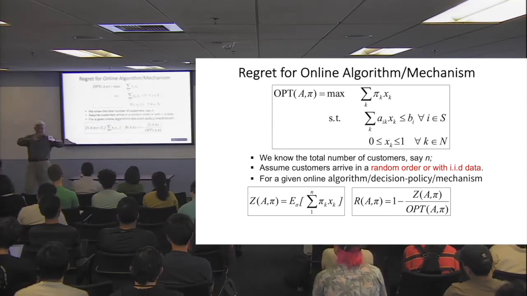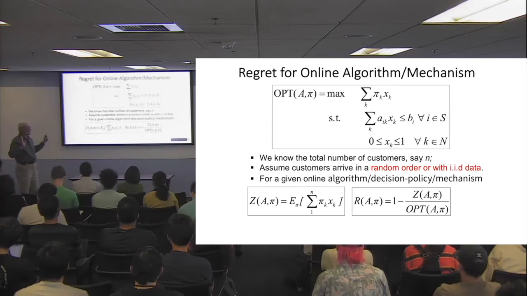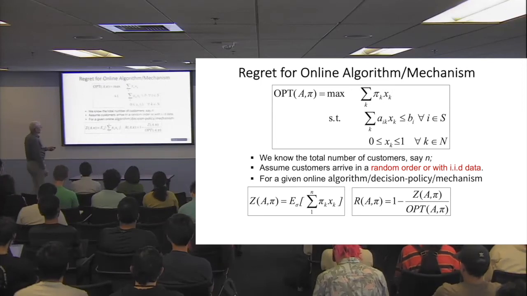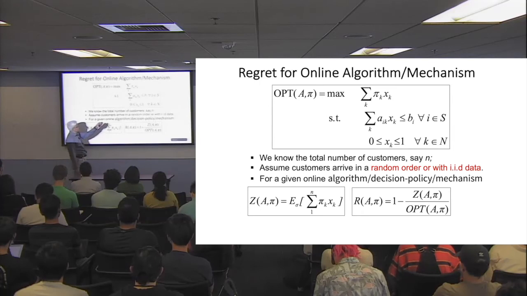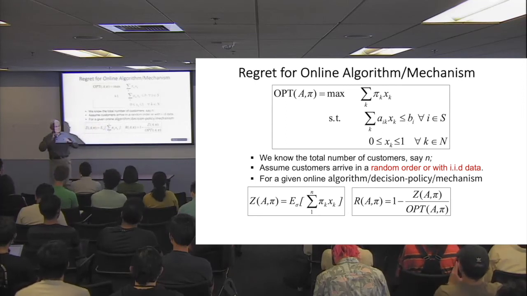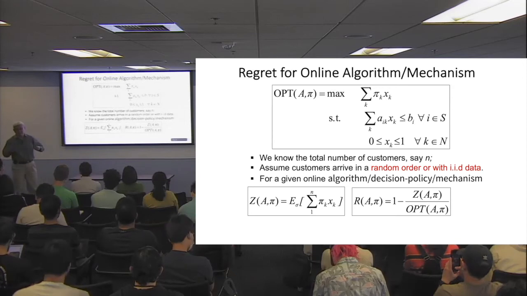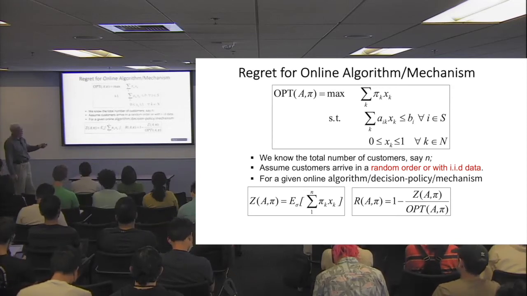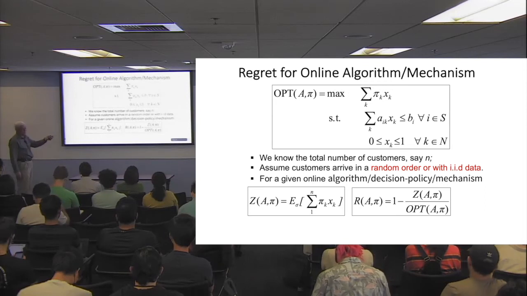Okay, this is for any online policy. This is the overall setting. Again, π_k, a_ik could be determined. You just need some technical assumptions. For example, π_k is bounded or something, and is positive. In the initial setting, we assume all the a_ik are positive. It's like a left-hand side column. But later on, we extend it to either positive or negative.